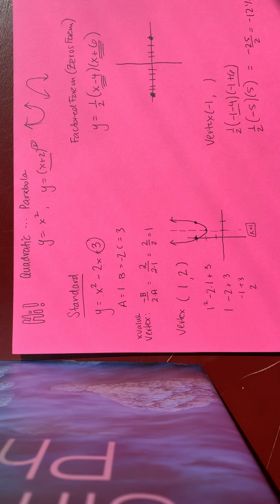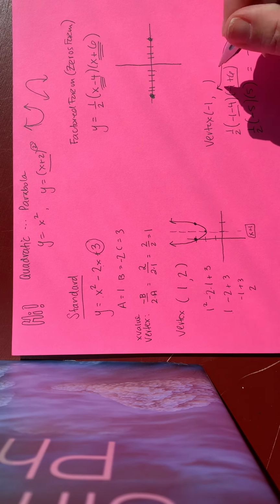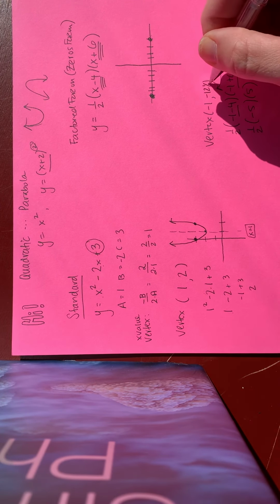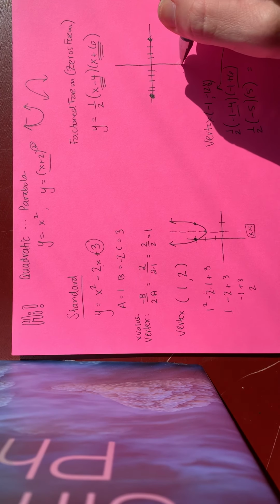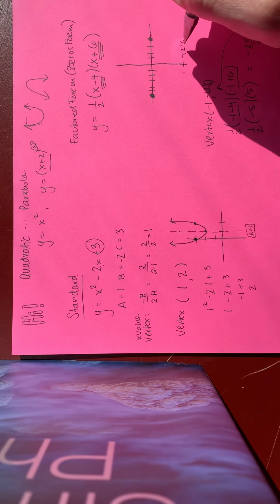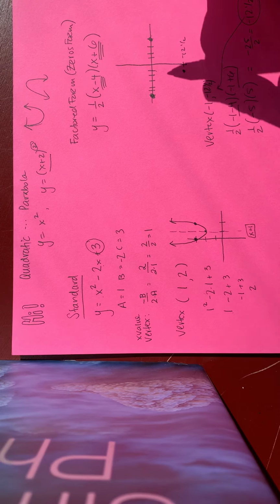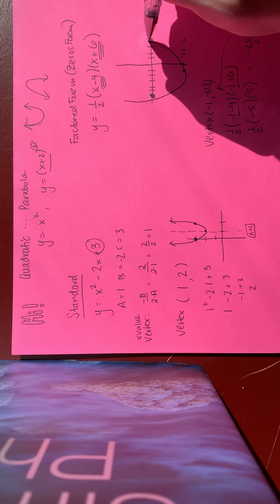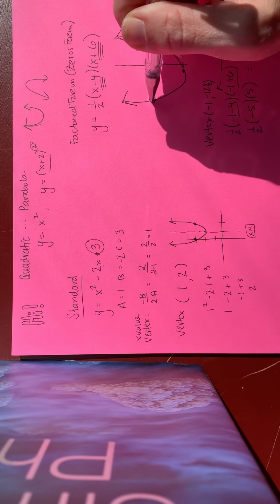-12.5. Here's my graph. So that means my vertex was at -12.5 for the y, -1 for the x. So -1, -12.5. If that goes off of your graph, it's okay. Just draw 12.5 down there. And we've got our parabola.